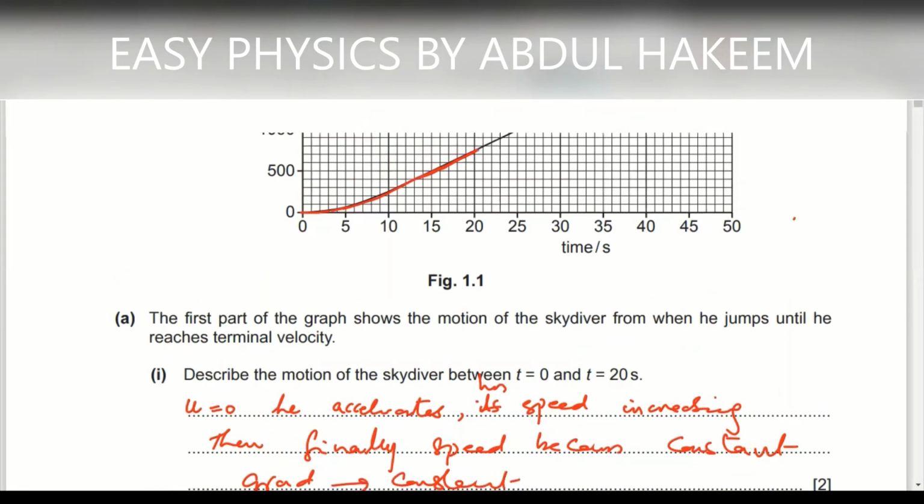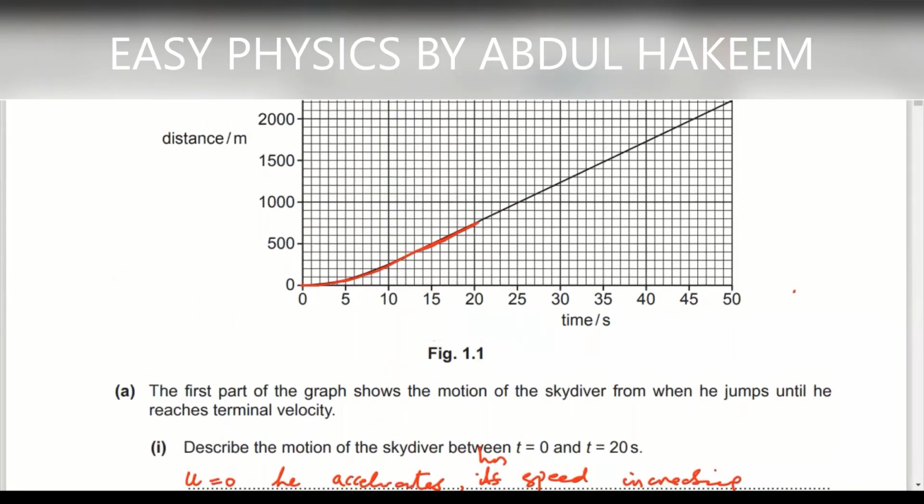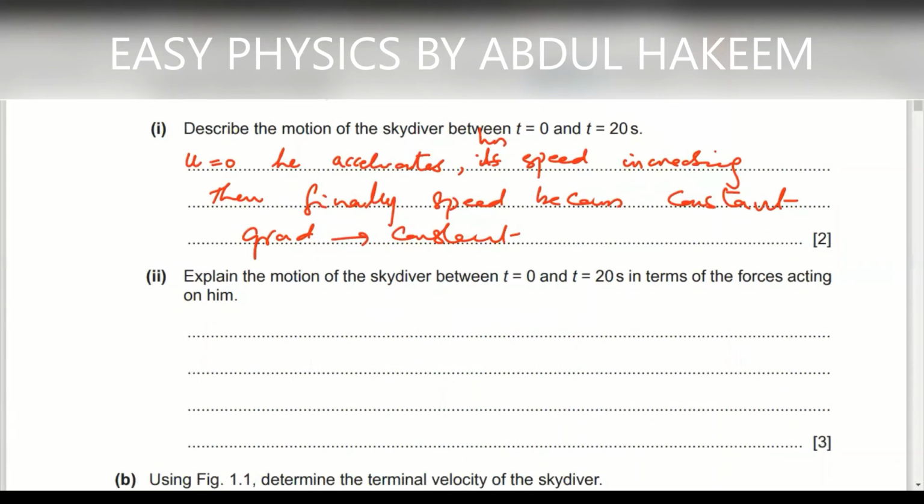Look at the graph at 20 seconds. So this is straight line. So it means the gradient is constant. Here the gradient is increasing, speed is increasing. And then finally it becomes constant. Speed becomes constant because the gradient is constant. Explain the motion of the skydiver between 0 and 20 in terms of the forces acting.